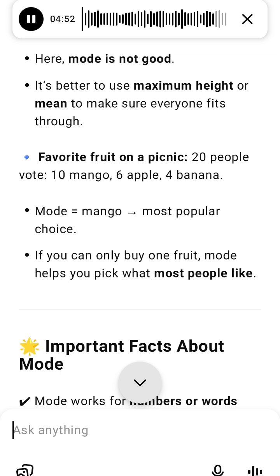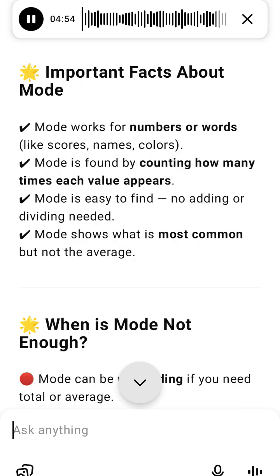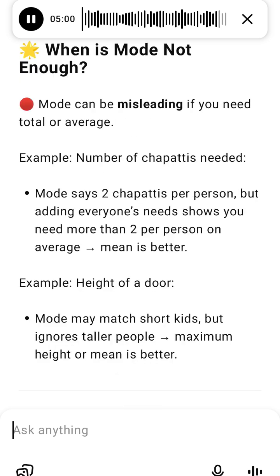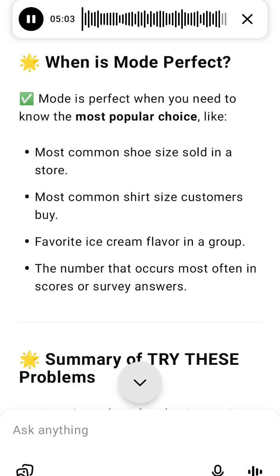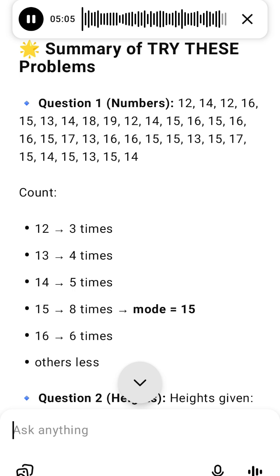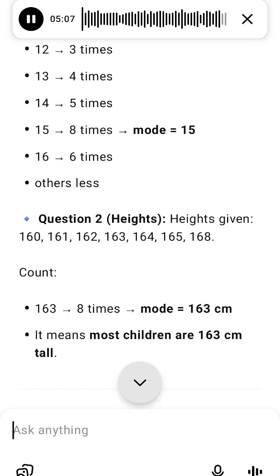Final, simple takeaways. Mode tells what happens most often, perfect for finding what is most popular. A set of numbers can have one mode, 2 modes, or many modes. Mode is easy, no adding or dividing, just count and find the highest frequency. Mode can be good or bad, depending on what you need. Good, when you need the most common choice. Bad, when you need an accurate total or average.